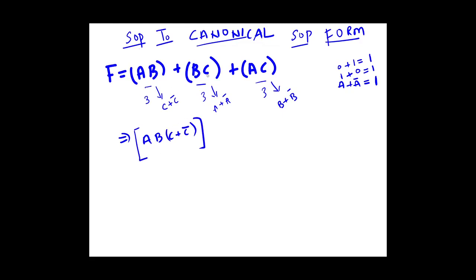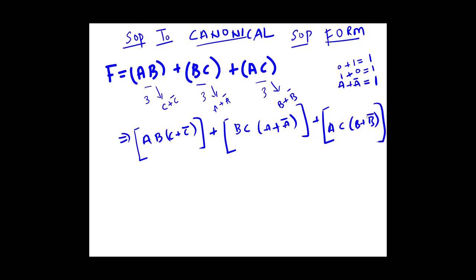This is one minterm. Then here I don't have A, the literal A. So I just need to add A plus A bar. That is B, C, A plus A bar. Next here I don't have B, so I'll just add B. A, C, B plus B bar.